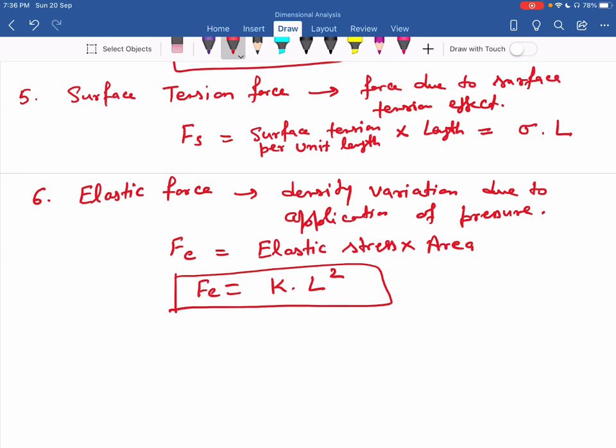Now depending upon these forces, if we find the ratios of these forces, we are able to find out the dimensionless numbers.